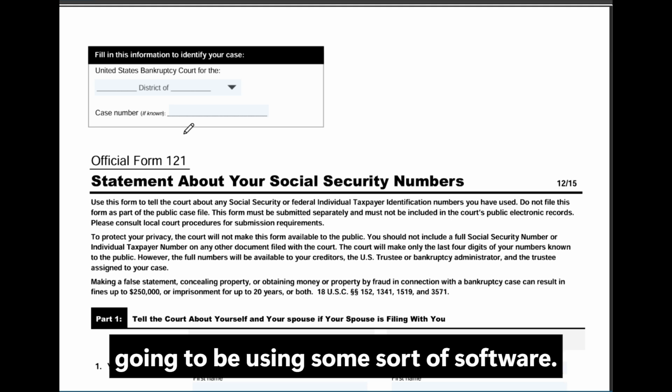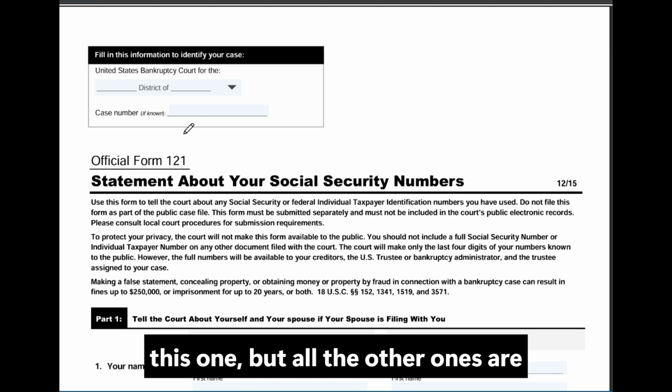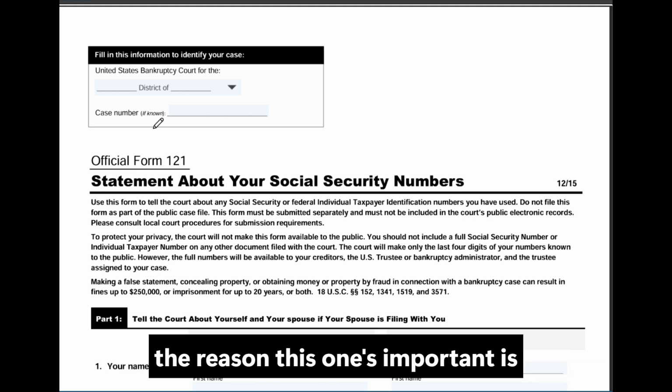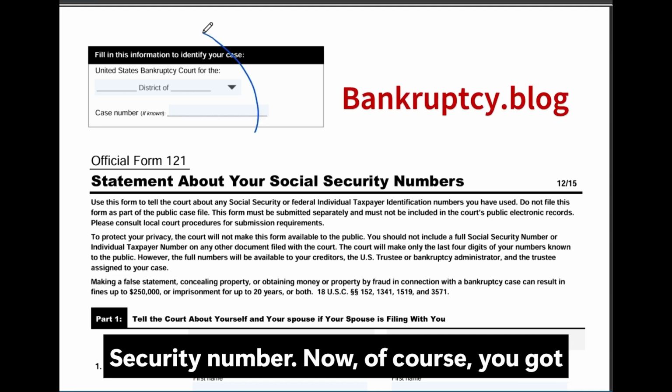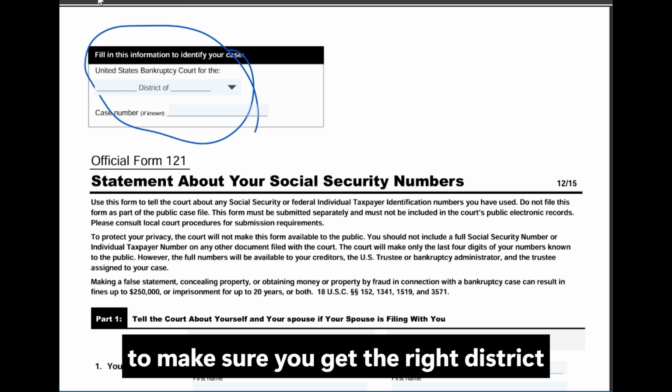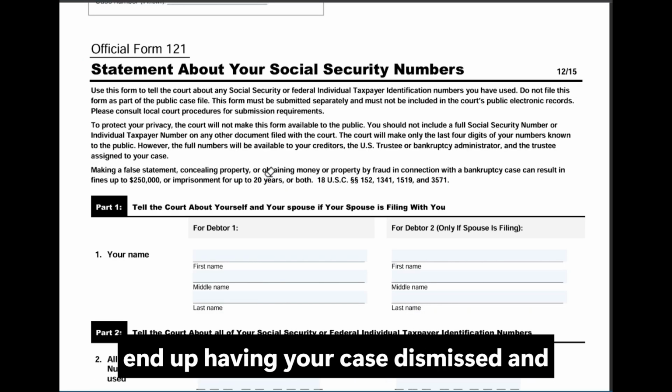Now, if you're going to be using some sort of software, then of course this form, especially this one, but all the other ones are going to be generated automatically. But the reason this one's important is because we're dealing with your social security number. Now, of course, you got to make sure you get the right district in there, right? If not, you're going to end up having your case dismissed and complicating your life.